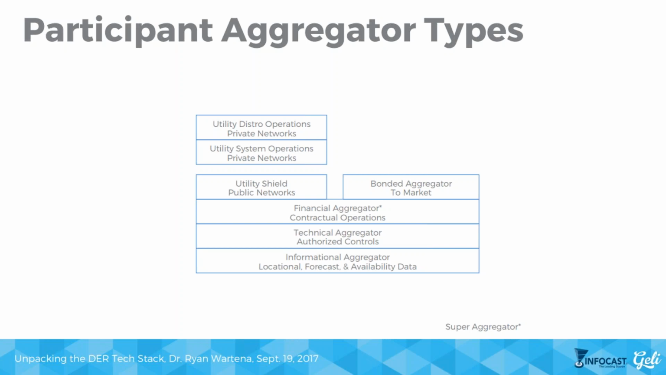So at the very bottom of aggregation, we have an informational aggregator. That informational aggregator might just be getting metering data. They might just have weather information. It might just be forecast. It might be who knows what, but it's not necessarily controls. It's not ownership. It's aggregated information.